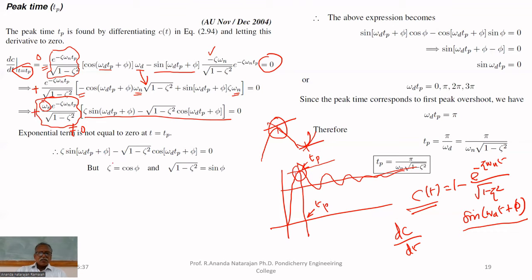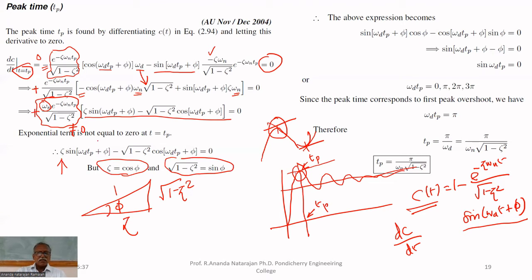If we equate this equal to 0, we can substitute zeta equal to what? Already we have one expression. This angle is phi, this side is equal to square root of 1 minus zeta square, and this is zeta, and the hypotenuse is equal to 1. Therefore, zeta can be written as cos phi, and square root of 1 minus zeta square can be written as sine phi. If you substitute this here, this zeta becomes cos phi, and the square root of 1 minus zeta square becomes sine phi, equal to 0.